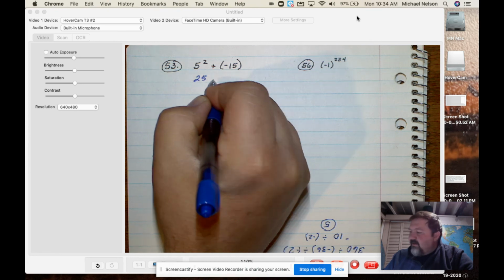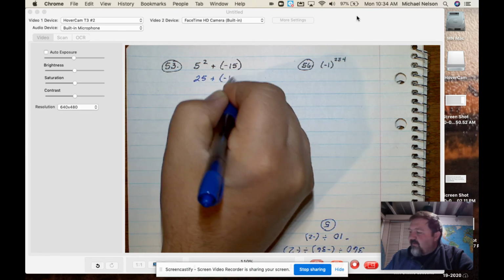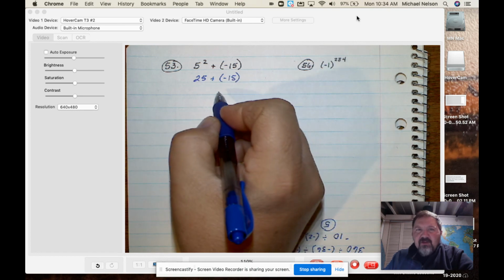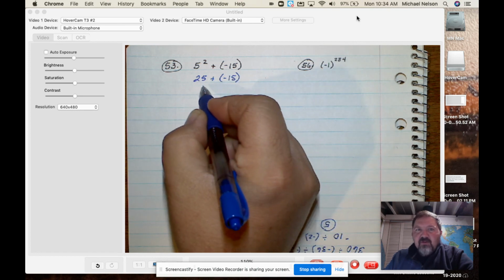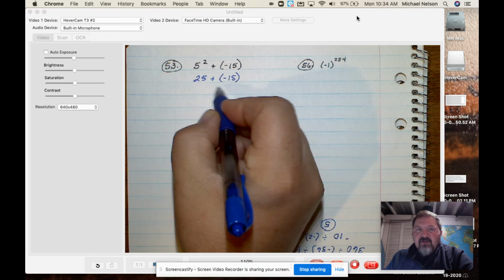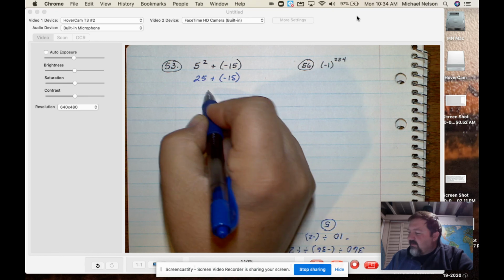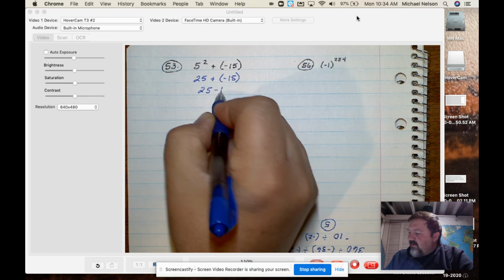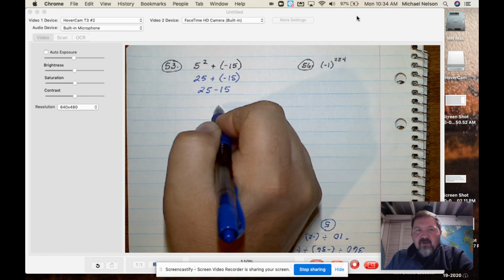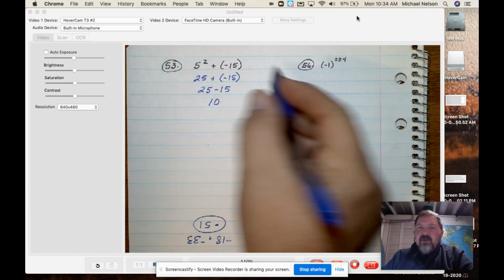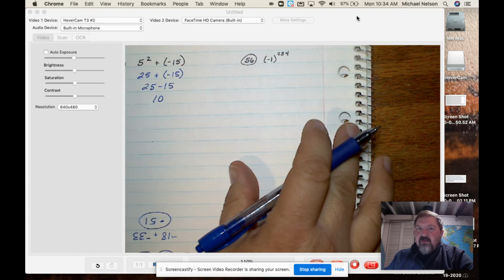And you're going to add negative 15. Once you get that exponent out of there, it looks like it's going to be a lot easier problem. So this is basically 25, negative 15, or if you want to do the reverse of what we just did, it's 25 minus 15. That problem you can solve pretty quick in your head, right? Okay. Let's go to 56.